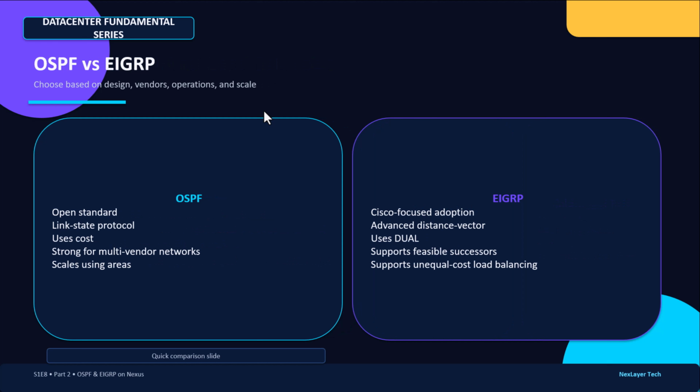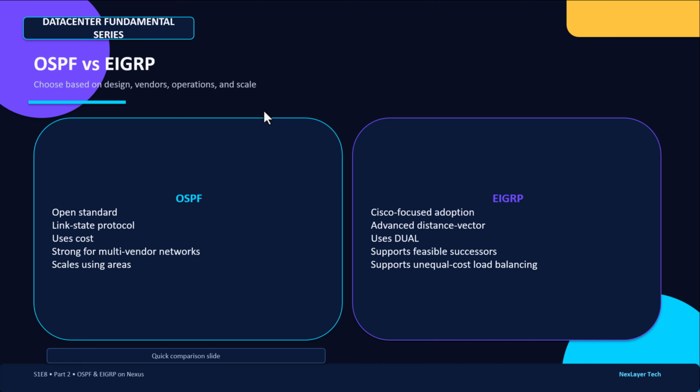Now we can compare OSPF and EIGRP. So, which protocol is better? There is no universal answer. The correct choice depends on the network environment and its requirements. OSPF is an open standard link state protocol. It is widely supported by different network vendors. This makes OSPF a strong option for multi-vendor networks.